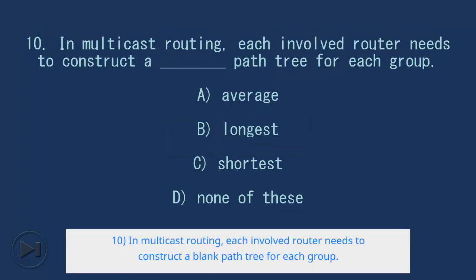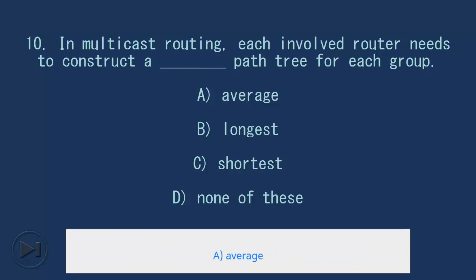10. In multicast routing, each involved router needs to construct a blank path tree for each group. A, average. B, longest. C, shortest. D, none of these. Answer, C, shortest.